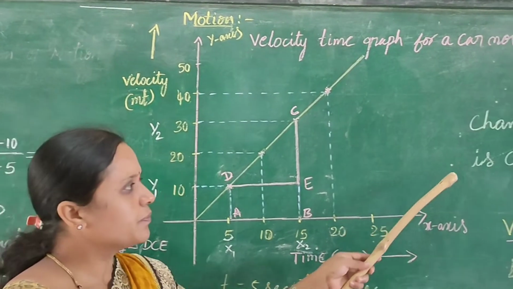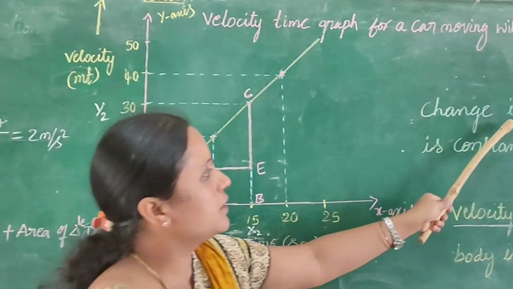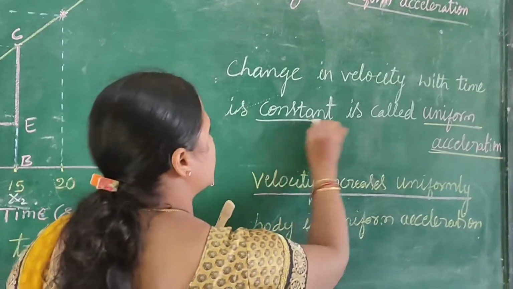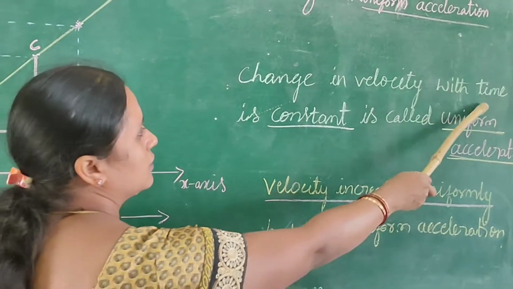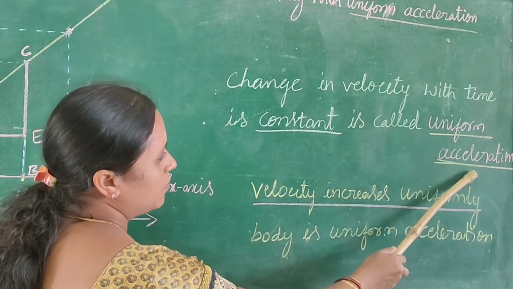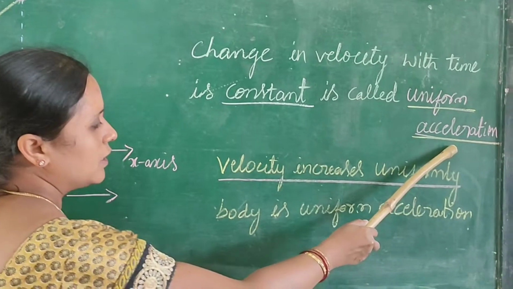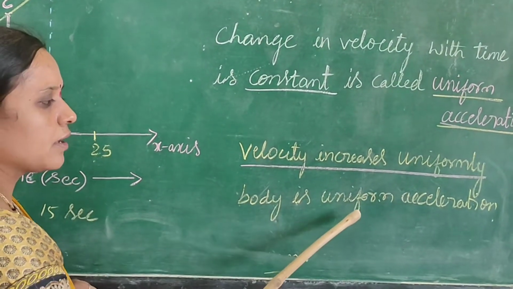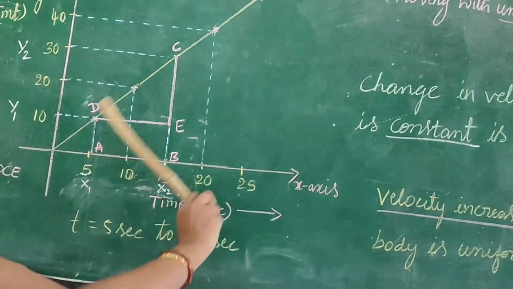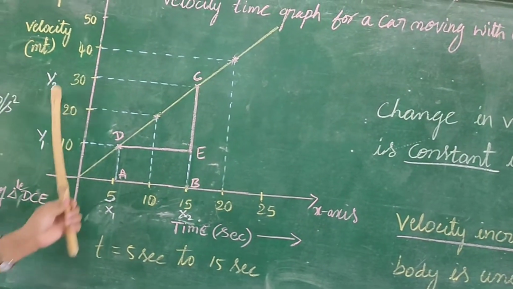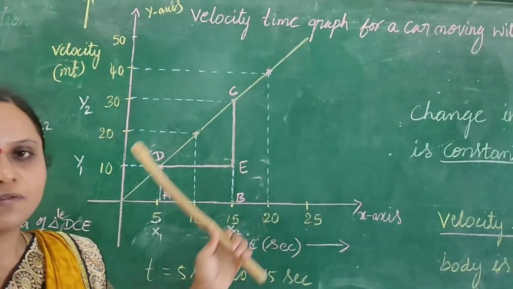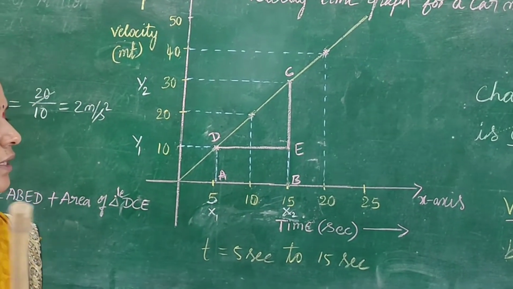You can see this one. The change in velocity with time is constant. The change in velocity with time being constant is called uniform acceleration. Here the body has uniform acceleration, so the velocity of the body increases uniformly. That is uniform acceleration.